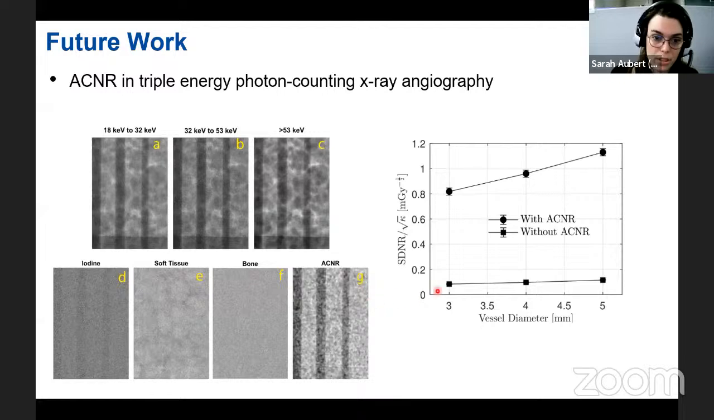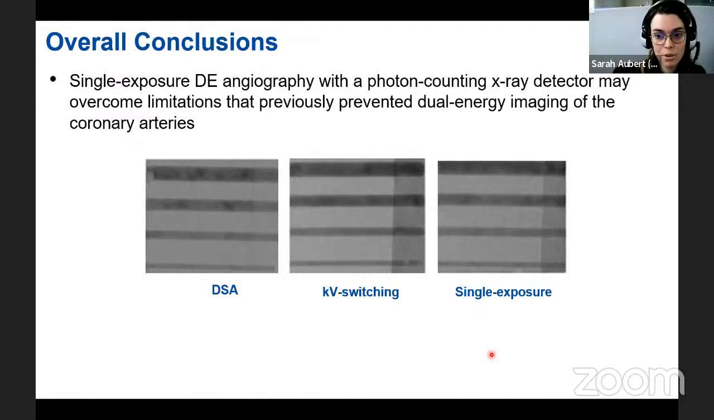And so to quantify this, we looked again at the SDNR for each of these vessel diameters. In this case, we're just looking at vessels of 3, 4, and 5 millimeters, with and without the ACNR. And so we can see that again, without ACNR, our values are rather low. When we incorporate this ACNR correction, we improve image quality in terms of signal difference to noise ratio drastically. And so overall in this study, we have found that this single exposure dual energy angiography approach with a photon counting X-ray detector may allow us to overcome limitations that have previously prevented dual energy imaging of the coronary arteries.